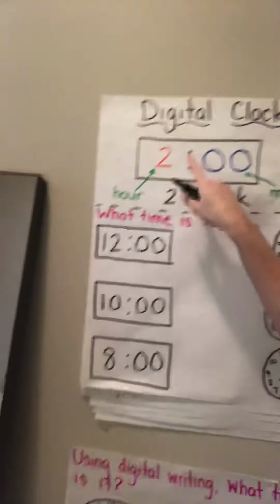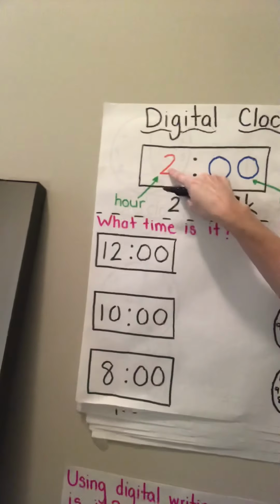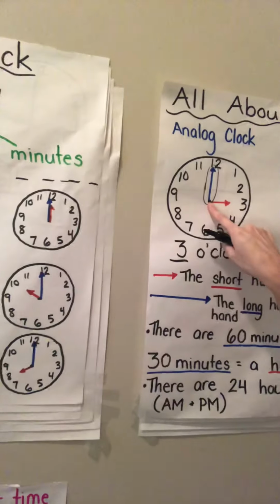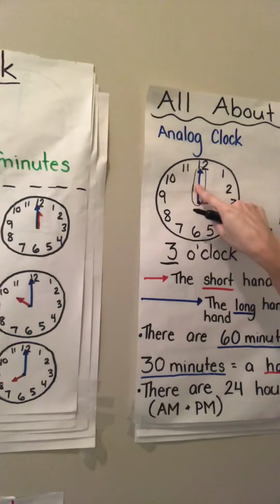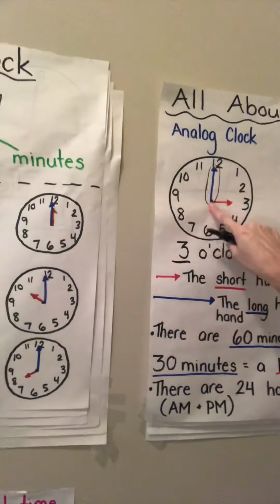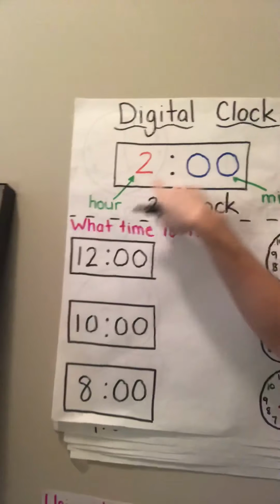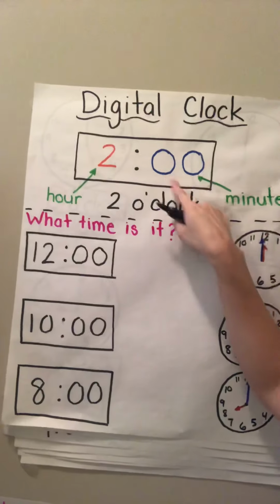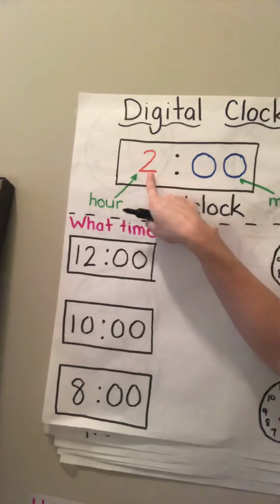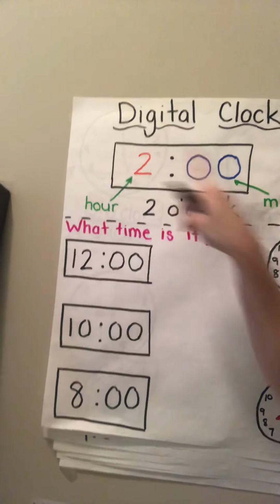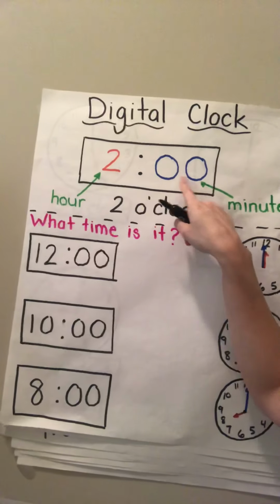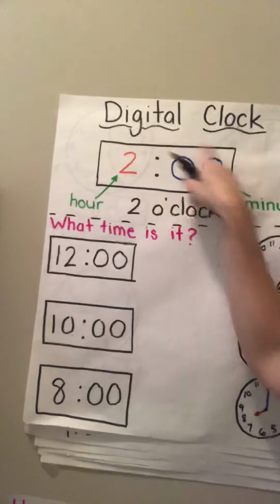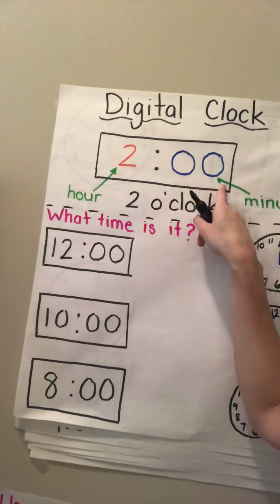So when we have a digital clock, the first number tells our hour. When we had our analog clock, we had an hour and minute hand. The hour hand was the short hand, the minute hand was the long hand. Same with the digital clock, you have a place for your hour and a place for your minutes. So the first number tells you what hour it is, so it's 2, and then over here's our minutes, it says 00. But for this time, we don't say it's 200.